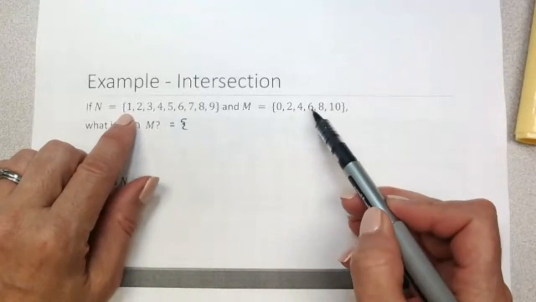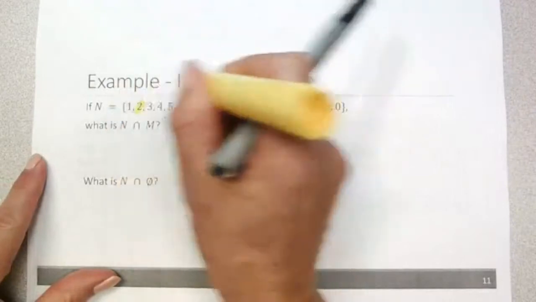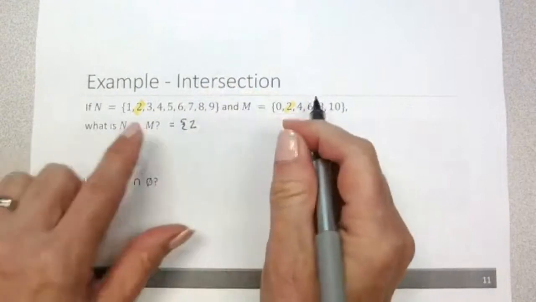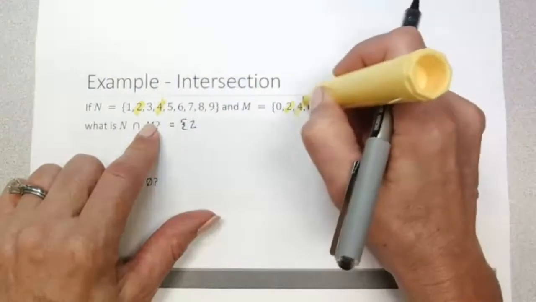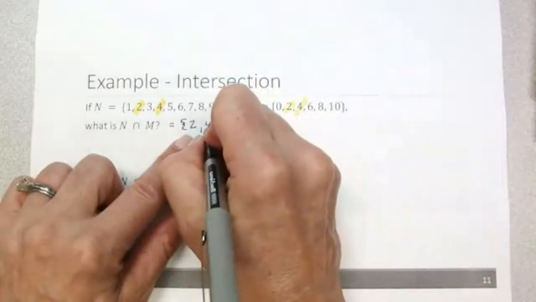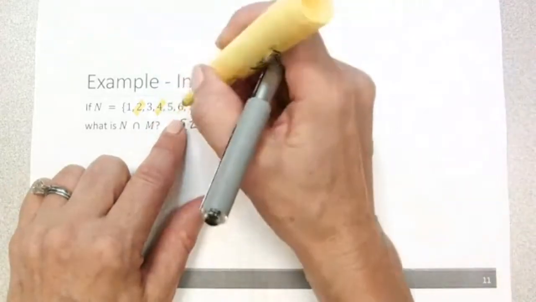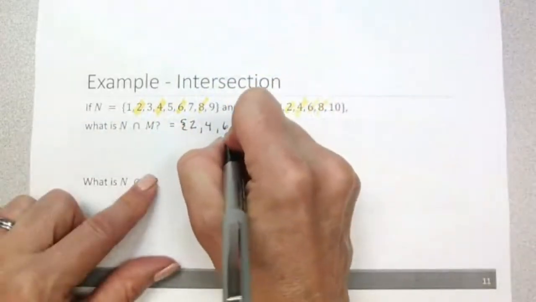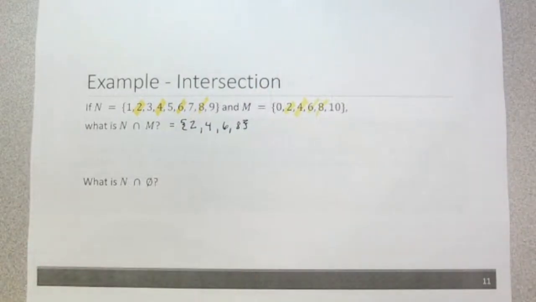Is 1 in m? It is not, so it would not go in the intersection. But look at this. 2 is in both n and m, so it does belong in the intersection. 3 is not in m, but 4 is in both, so that would belong in the intersection. 5 is not in m, 6 is in both, and so is 8. So the intersection of n and m is going to be defined as 2, 4, 6, and 8.